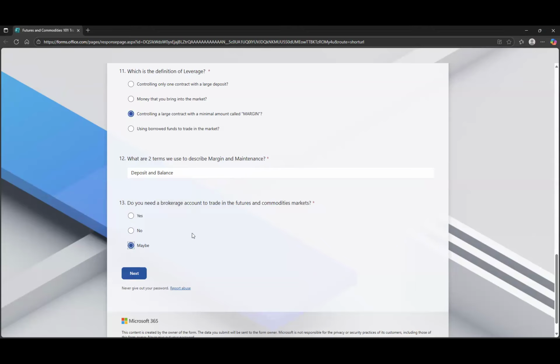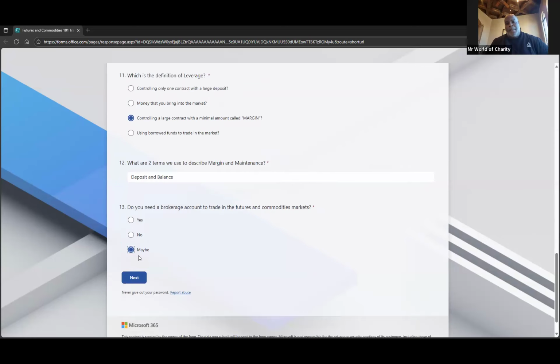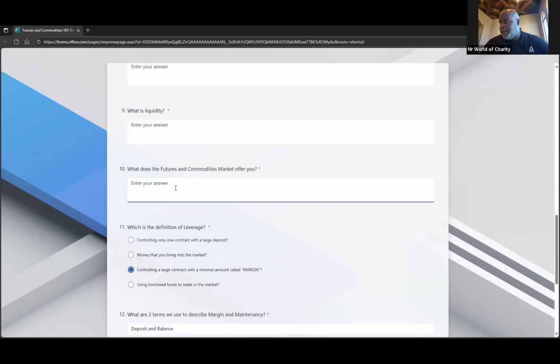So margin is what we have to have in our account to get into the trade, a deposit we have to put up in order to get into that trade. And then while we're in the trade, we have to maintain a certain balance until we get out of the trade. That's called our maintenance. So we substitute that for the word balance. Great job, Alice.